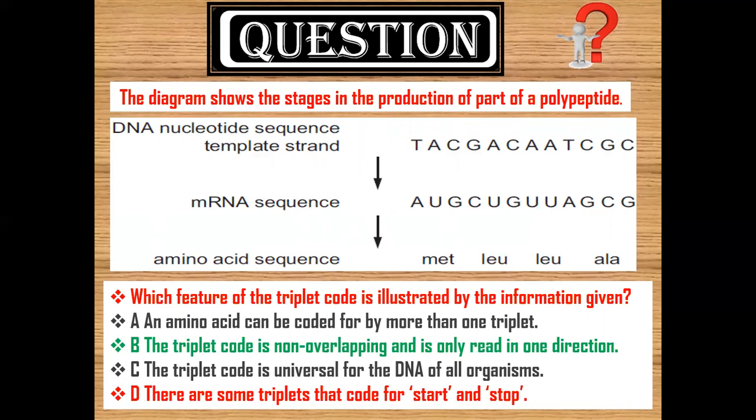For example, you can observe that leucine is going to be produced from 2 different types of triplet codon sequence. So these are 2 leucines produced from 2 different codon sequences. So we can say an amino acid can be coded for by more than 1 triplet codon. That will be our correct answer here.